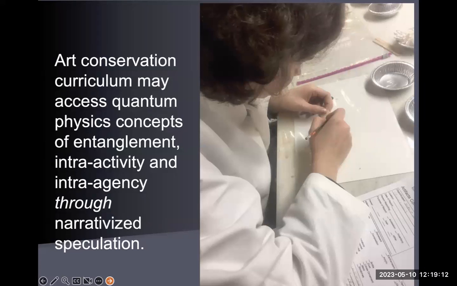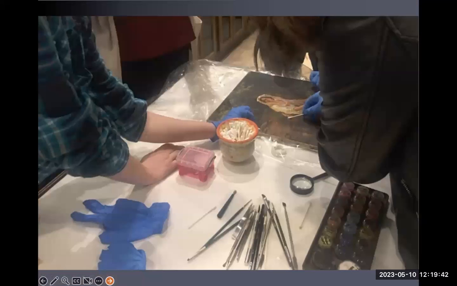Our conservation curriculum may access quantum physics concepts of entanglement, intra-activity, and intra-agency through narrativized speculation. For example, students can speculate on how conserving the art object is also conserving themselves. A common conservation task is cleaning an oil painting with distilled water using Q-tips, lightly applying pressure to the canvas in circular patterns, removing any dirt or grime. The student can use these repetitive actions to think and consider how their body is entangled and interacting with the oil painting that they are cleaning.